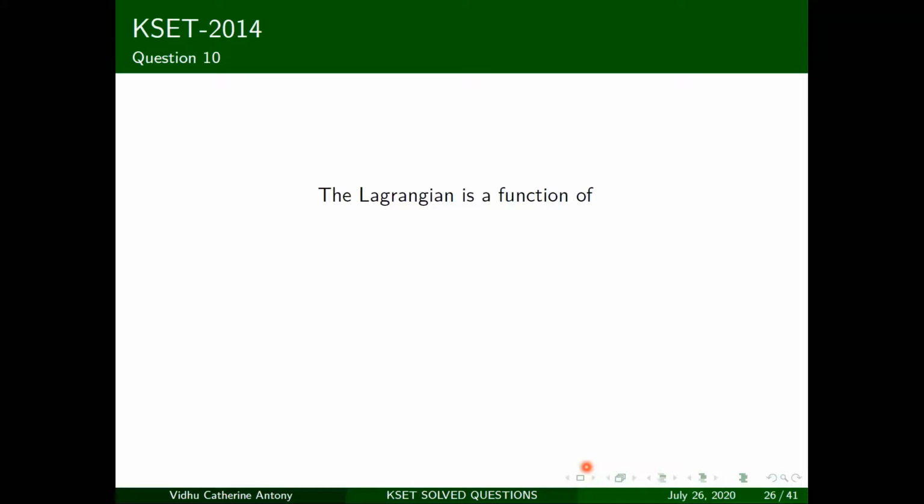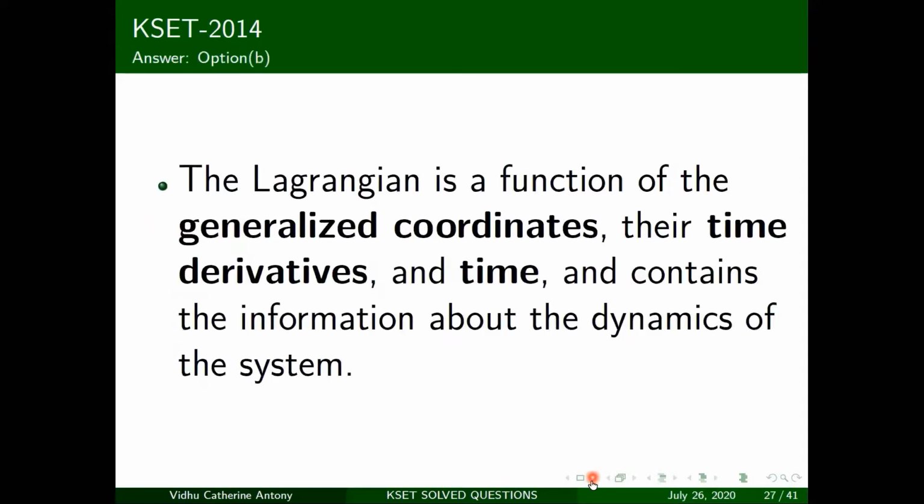Now let's not just say position and velocities. Let's say generalized position and generalized velocities, basically generalized position and time derivatives of generalized position. So that's what your Lagrangian is a function of. You will see that that is option B.